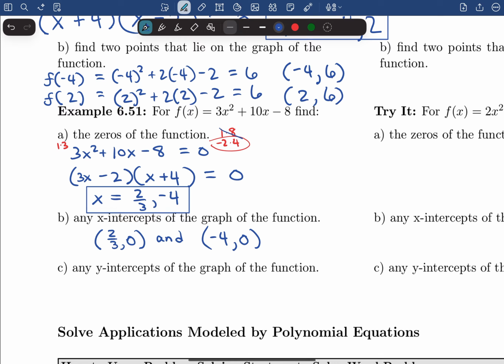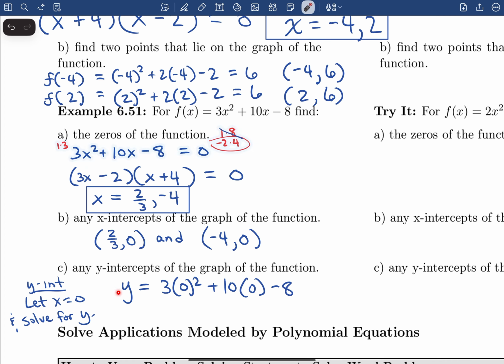Now, y-intercepts. Are there any y-intercepts on the graph of this function? Well, you may recall from the past, to find a y-intercept, we let x equal 0 and solve for y. So let's do that with the function. We could say y, or f of x is y, and it equals 3 times 0 squared plus 10 times 0 minus 8.